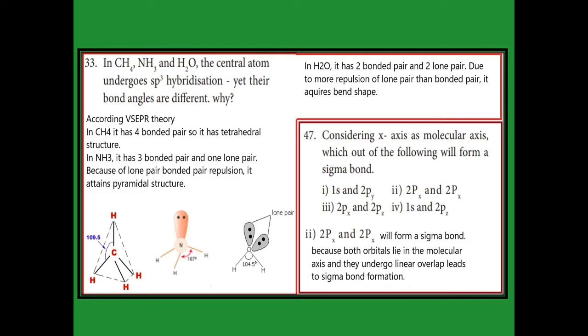And the second option, both are 2px, both lying on the molecular axis, so they form the sigma bond. The third option, 2px and 2pz. One is on the molecular axis, but the other, 2pz, is not, so they never form the sigma bond. Then the fourth combination, 1s orbital and 2pz orbital. The 2pz orbital is not on the molecular axis, so this combination also does not form the sigma bond.